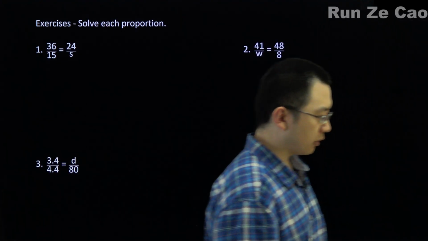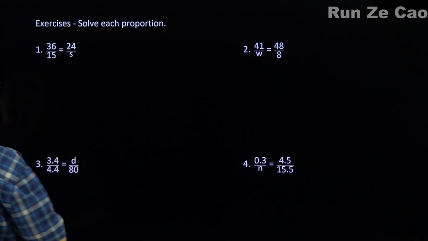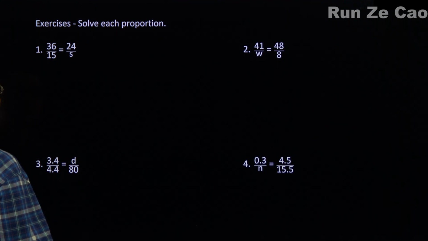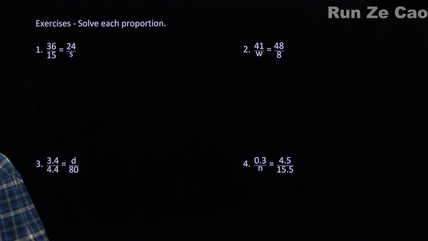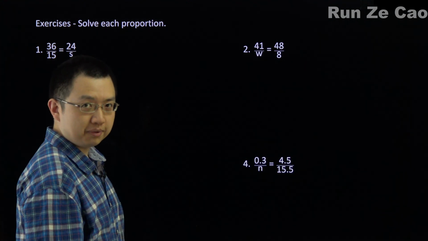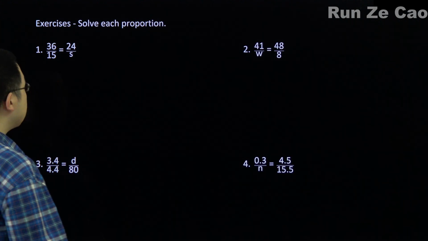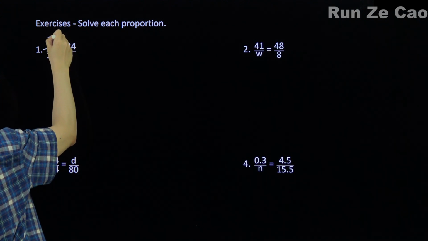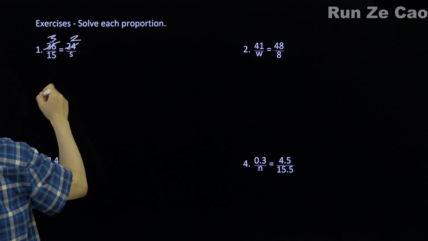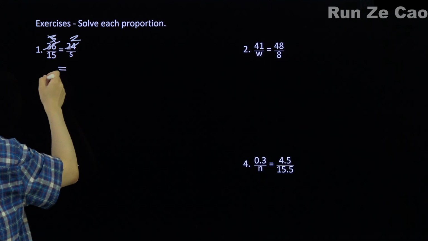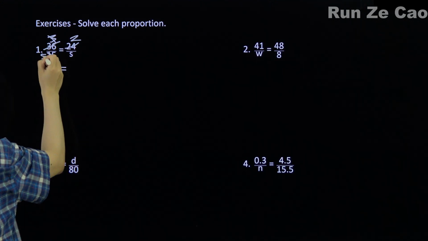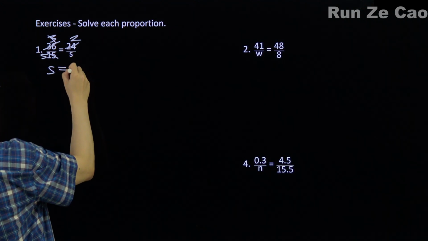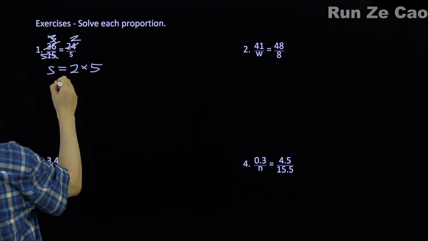Exercises. Solve each proportion. 36 over 15 equals 24 over S. Well, before we cross multiply, we can already simplify this. How? Divide both sides by 12, and we get 3 and 2. Then we can cancel this, and we get 5 down here, and the top becomes 1, which means 1s is equal to 2 by 5 equals 10.